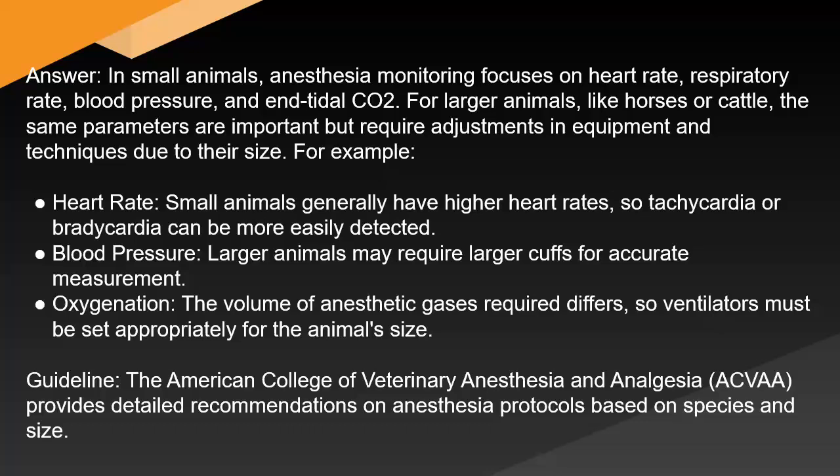Small animals generally have higher heart rates, so tachycardia or bradycardia can be more easily detected. Blood pressure. Larger animals may require larger cuffs for accurate measurement. Oxygenation. The volume of anesthetic gases required differs, so ventilators must be set appropriately for the animal's size. Guideline. The American College of Veterinary Anesthesia and Analgesia provides detailed recommendations on anesthesia protocols based on species and size.